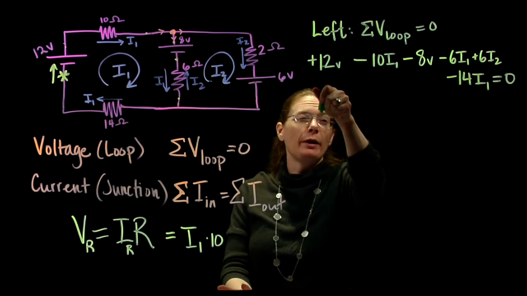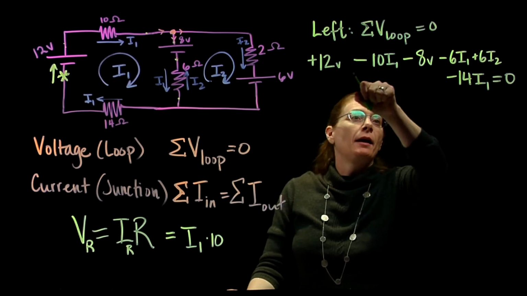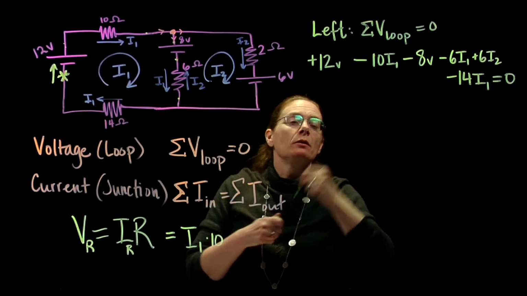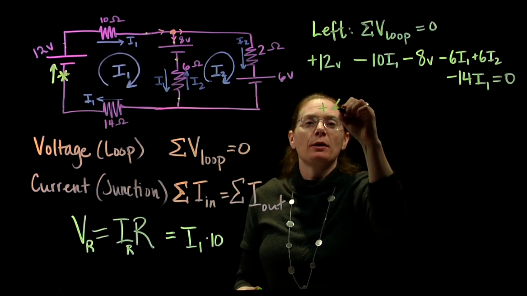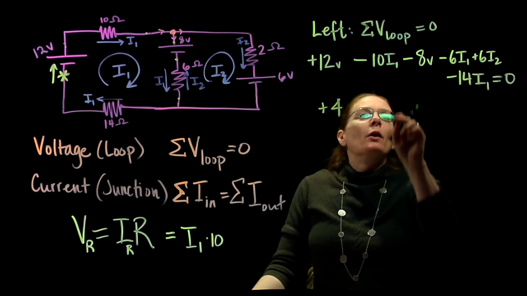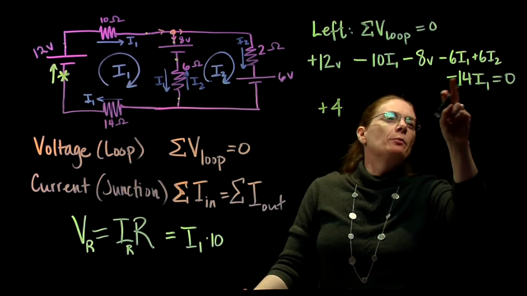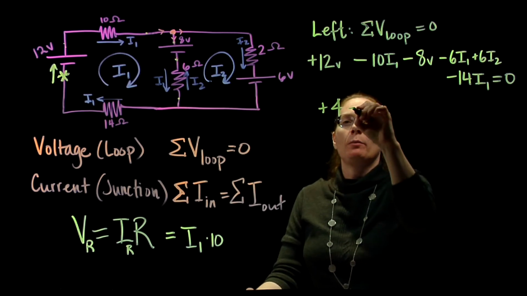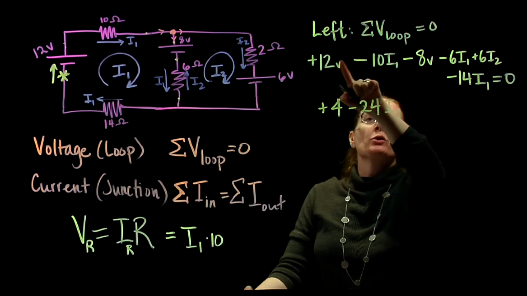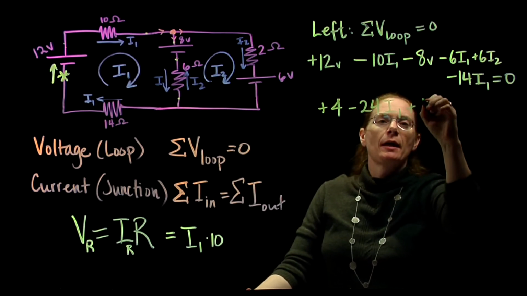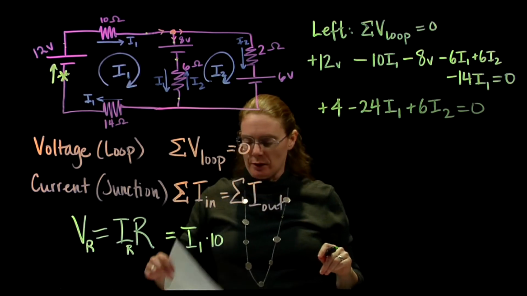I've got straight up numbers, I've got I1s, and I have a single I2. So let's simplify that down. A plus 12 and a minus 8 gives me a plus 4. Okay, I1, minus 10 I1, minus 6 I1, minus 14 I1. That should be a minus 24 I1. How many I2s do I have? A plus 6 I2. Okay, so let's just double check. Do I have that right?